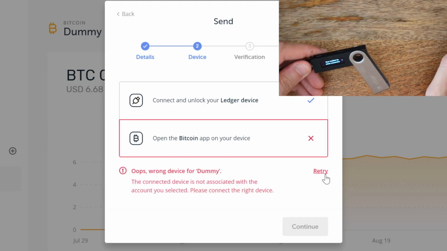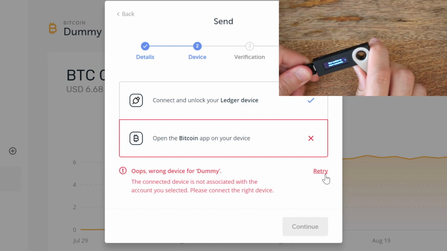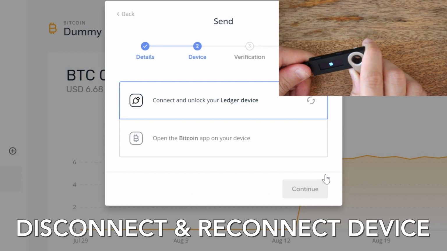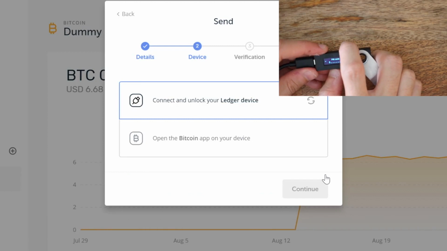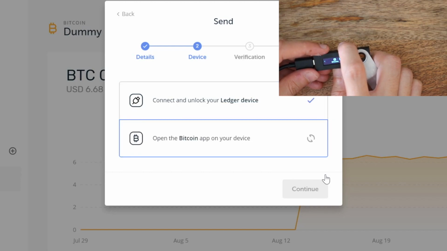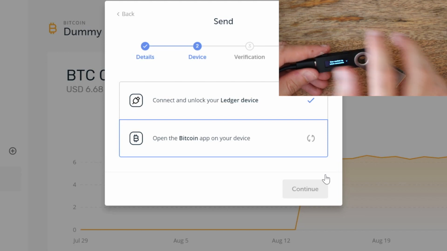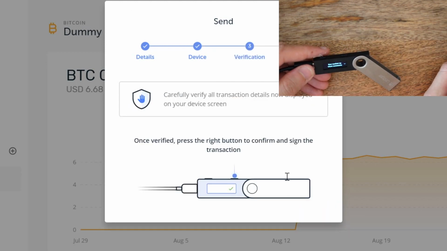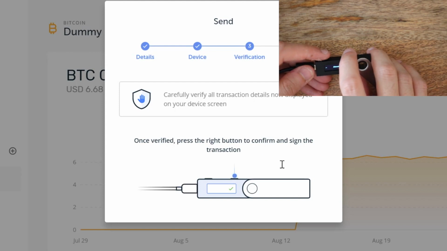So I'll need to connect again to the Dummy account, which is the primary. One, three, five, seven, nine, and check. Open up the Bitcoin. Okay. Confirm transaction.